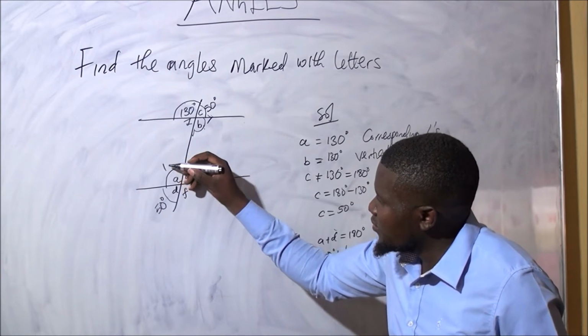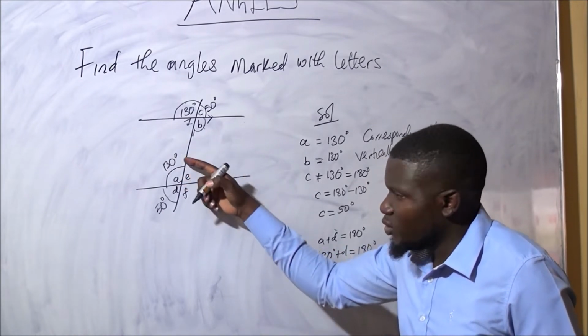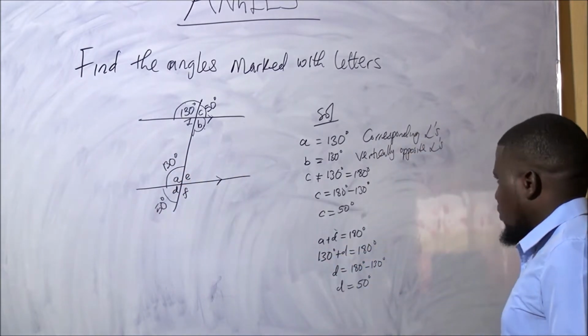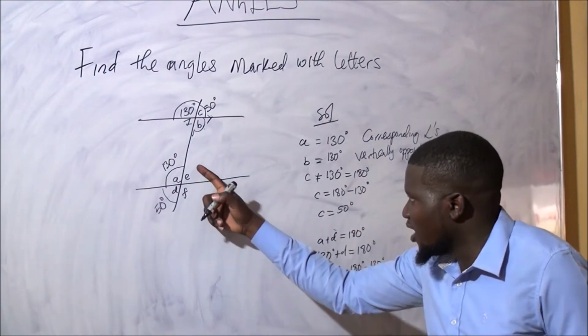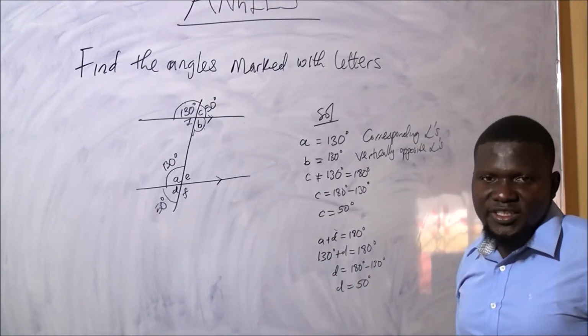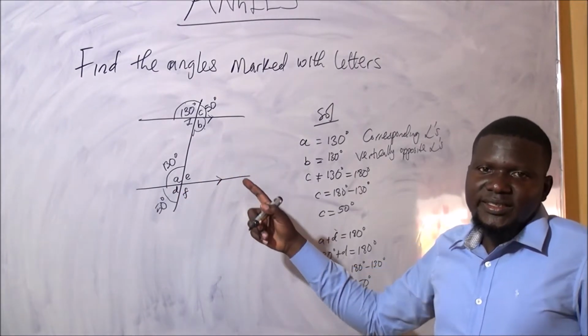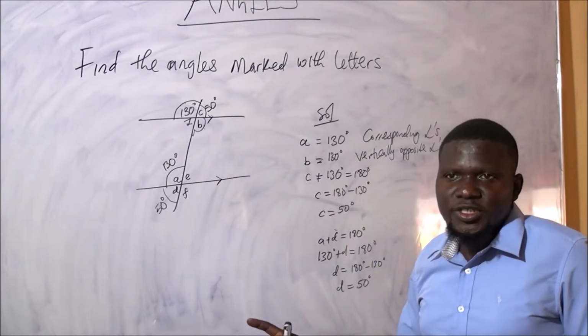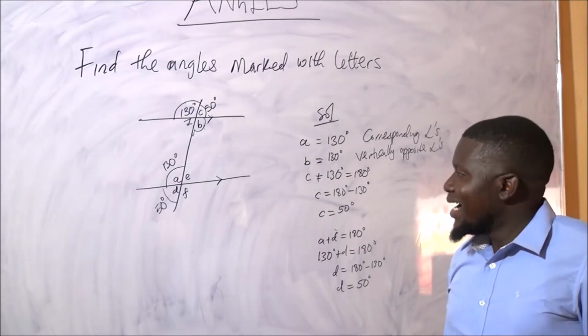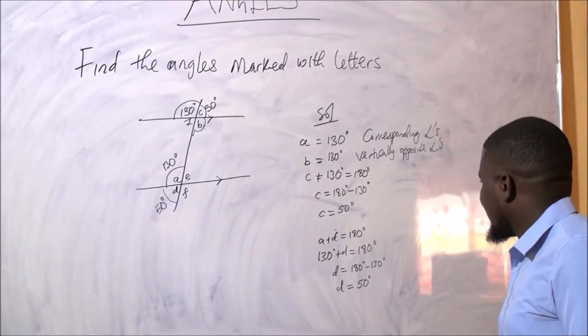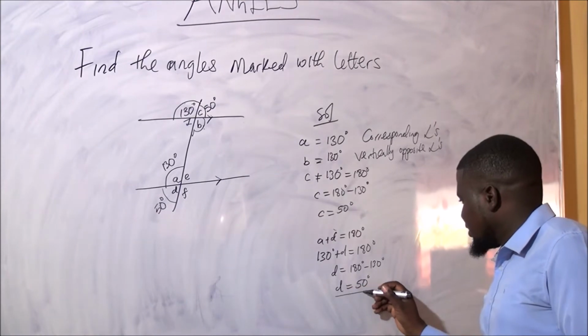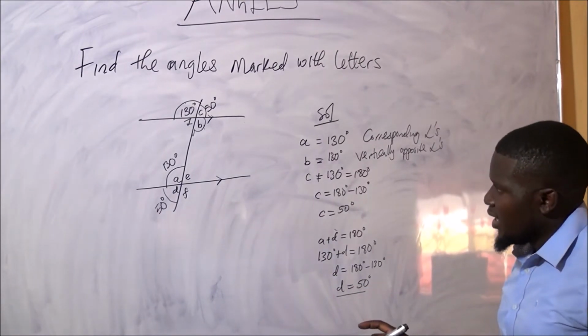And here we said this is 130 degrees. Those two angles should give us 180. Even this other side, these two angles, they should give us 180 degrees. Altogether, there will be angles at a point summing up to the complete revolution, which is equal to 360 degrees. So now, having found D, how do we find E?